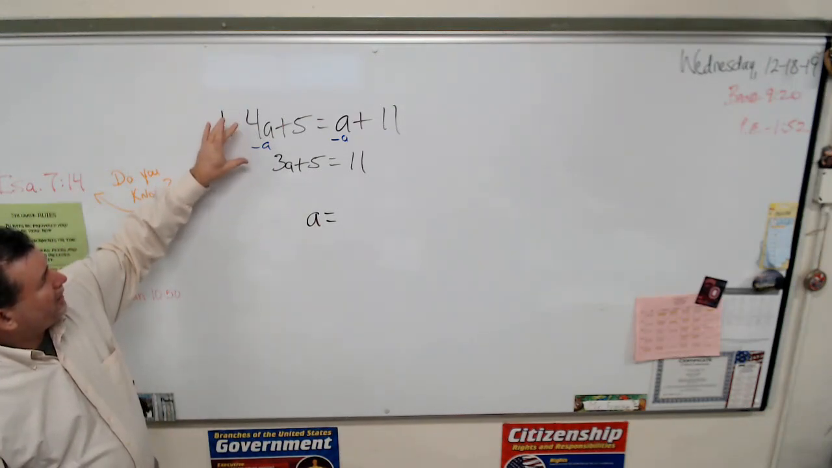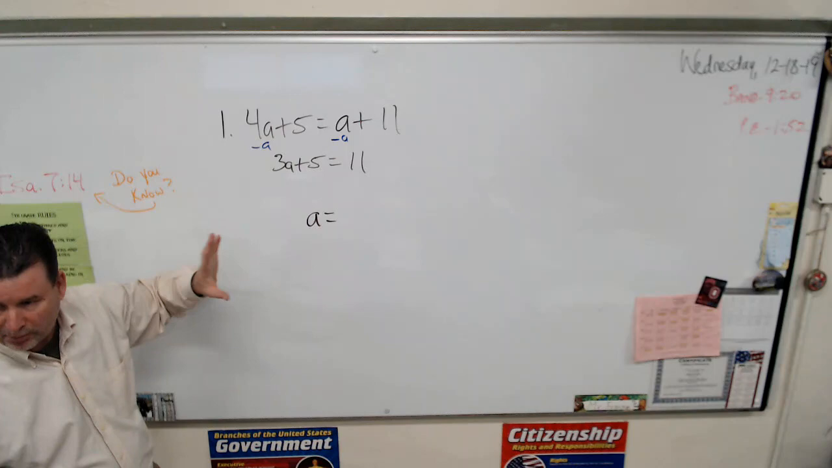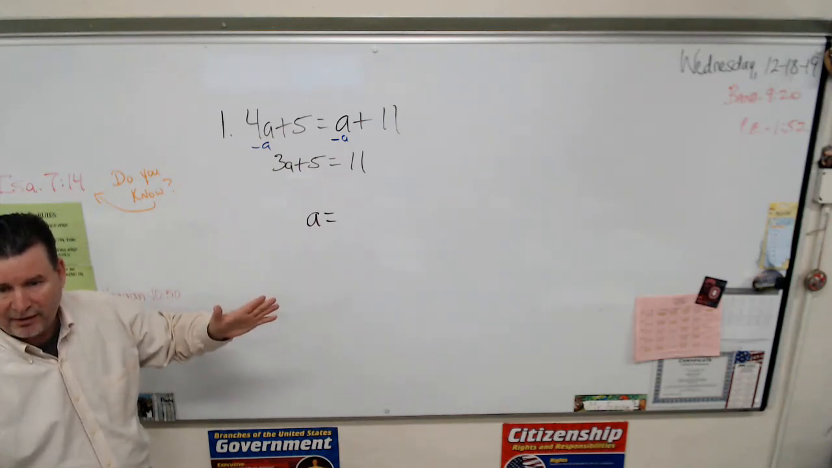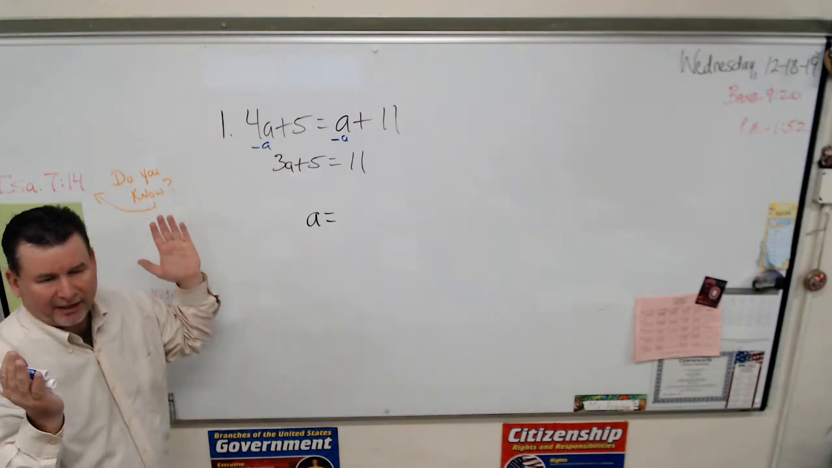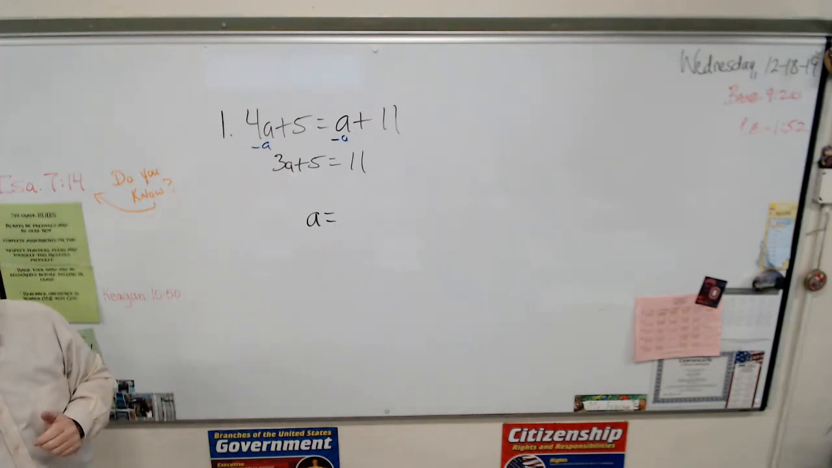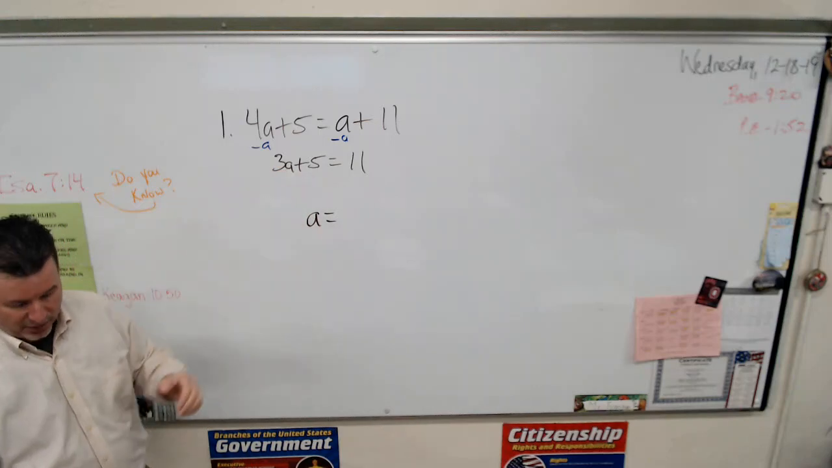So what's 4a minus 1a? 3a. You with me so far? That's all I did. Why is there an a on both sides? I got rid of it already. I'm already done with it. Now I've got a regular equation that I've been dealing with.